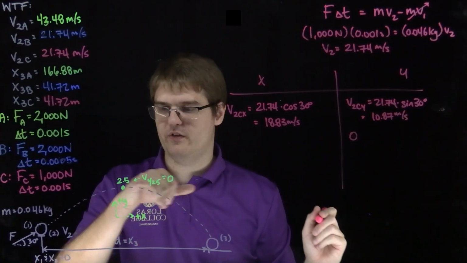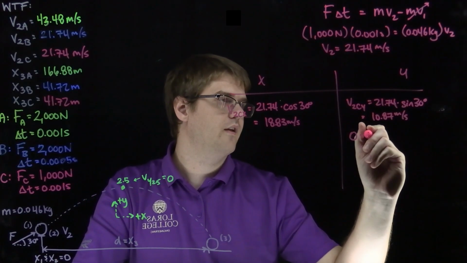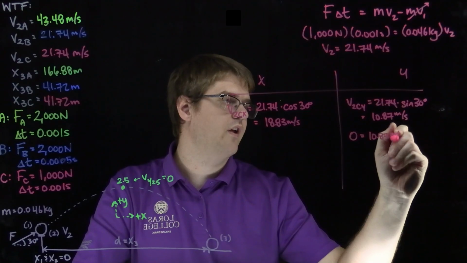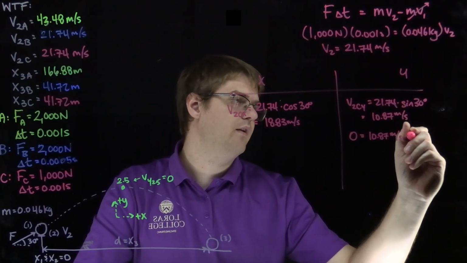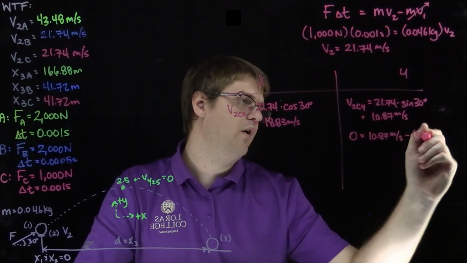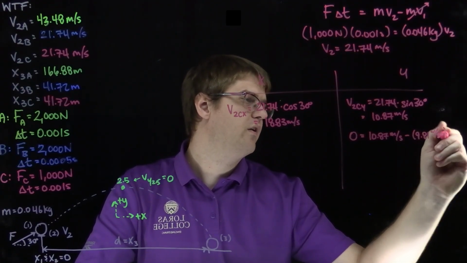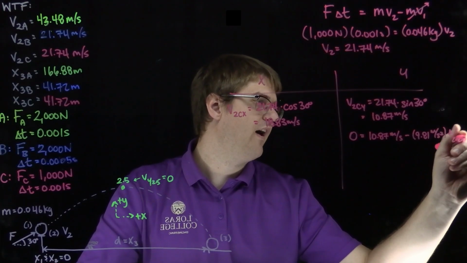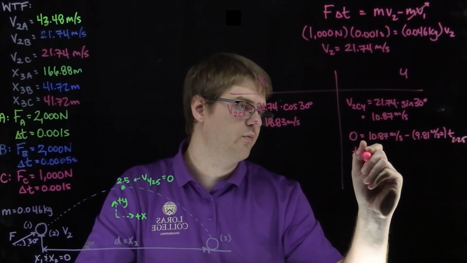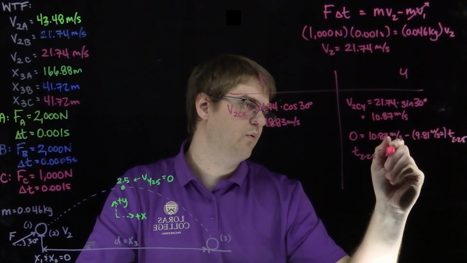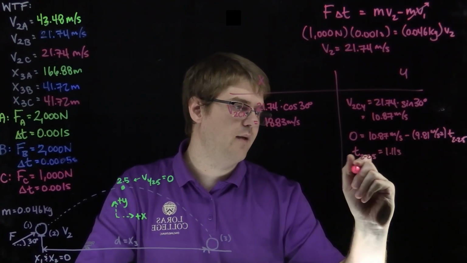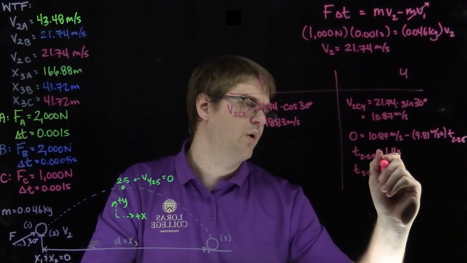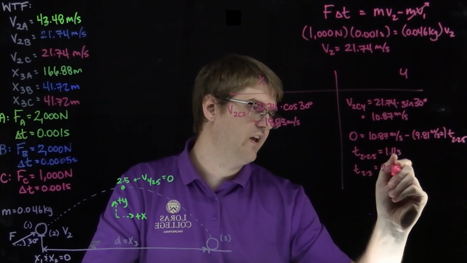If I say that my velocity final, my velocity at 2.5, is 0, I then say 0 is equal to 10.87 because we've got initial velocity up, minus 9.81 meters per second squared times my time between 2 and 2.5. My time between 2 and 2.5 becomes 1.11 seconds. My time then to get all the way back down to the ground is double that, so time between 2 and 3 is going to be equal to 2.22 seconds.